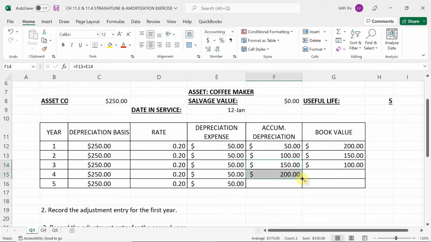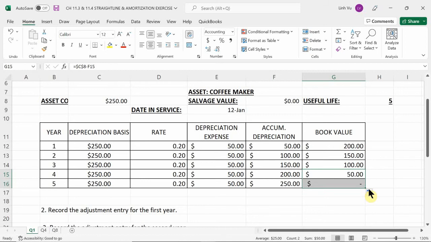$200. So therefore, my book value is $50. And then the last one, what's my accumulated depreciation as of year 5? $250. So that's going to bring my book value to be 0. And is that true?